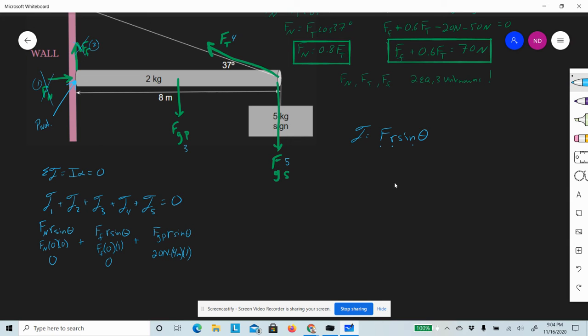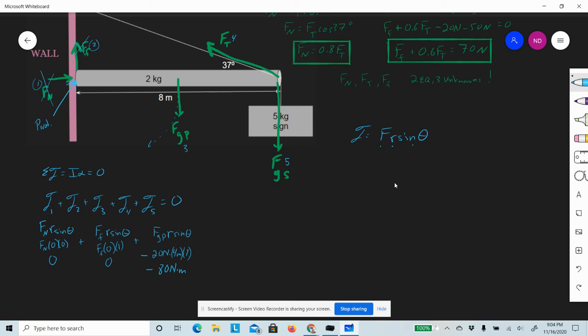Okay, now also, that is going to cause it to rotate. It's going to try and pull the pole down and make it rotate in this clockwise direction. So that's going to be negative. So we're going to end up with a negative 80 Newton meters. That's going to be the torque from that third force.